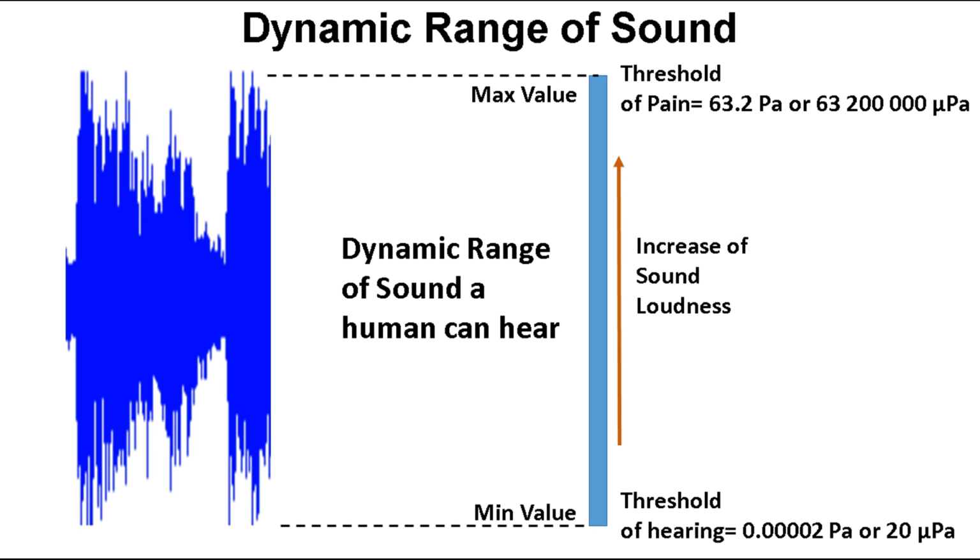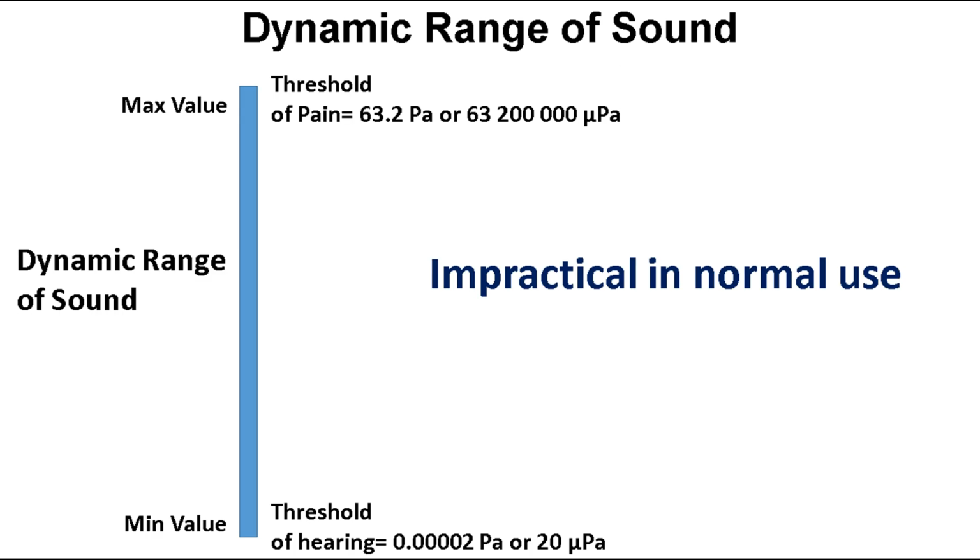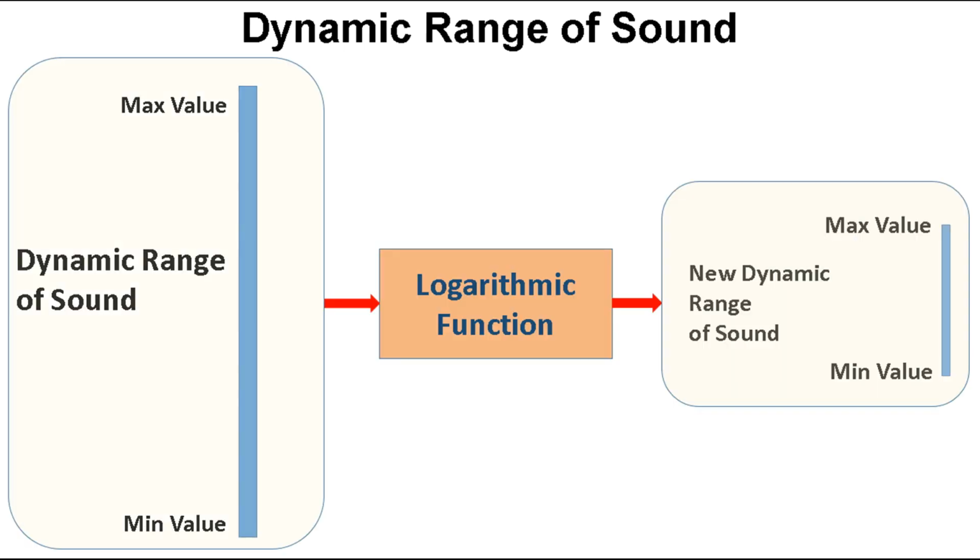This span or this range makes working with sound pressure values impractical in normal use. So this is the reason for using the logarithm function. It will make it simple to describe the wide dynamic range of sound signal. How is it going to do that? Well, by simply compressing the sound pressure signal. So the dynamic range will be reduced by applying the logarithmic function.